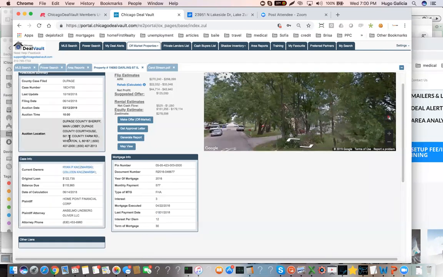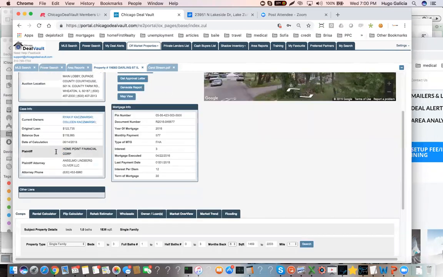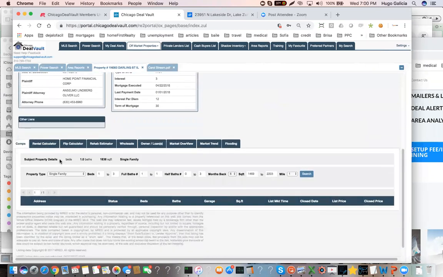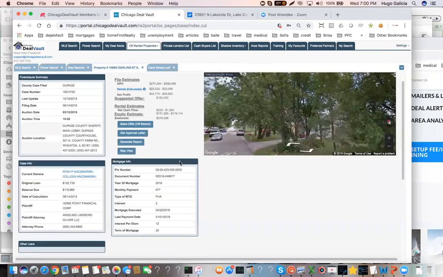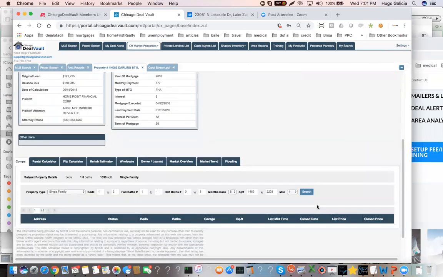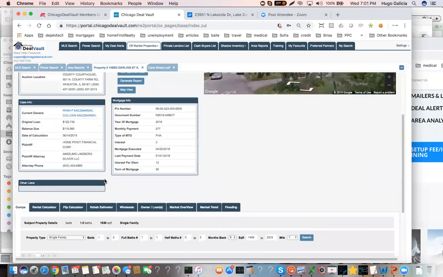So just by looking at this, it is a great deal. Now the first thing I'm going to do is look at liens. There are no other liens, okay? So now I want to see the comps. I'm going to run the comps just to verify that this property is indeed worth between 270 to 300,000. Okay, so I'm going to run the comps.